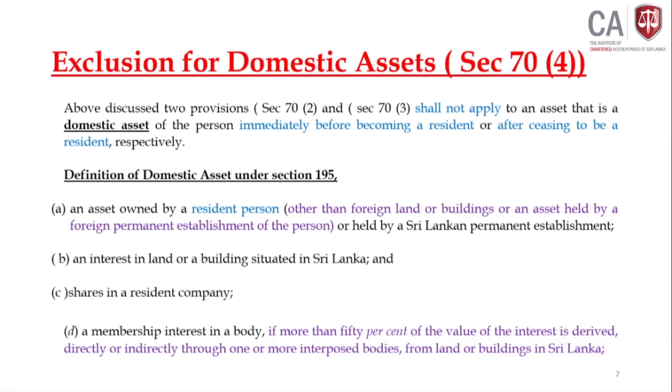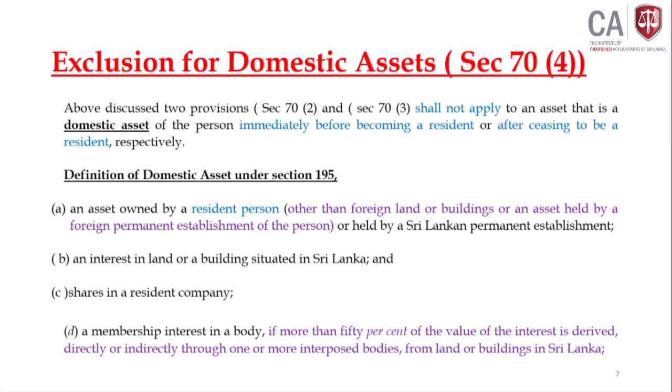An asset owned by a resident person. See the definition of domestic asset in para A: an asset owned by a resident person other than foreign land or building, or an asset held by a foreign permanent establishment of the person. Don't worry about what this foreign permanent establishment is, I will explain in today's session. Or held by a Sri Lankan permanent establishment, SLPE. The SLPE and the foreign PE I will explain today.